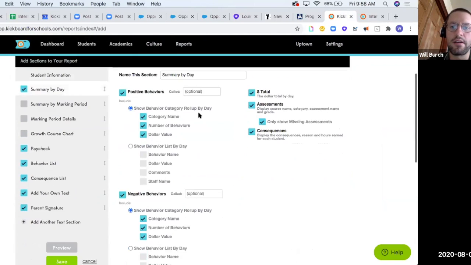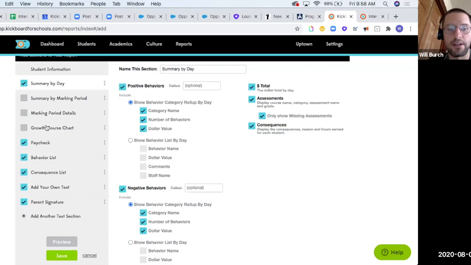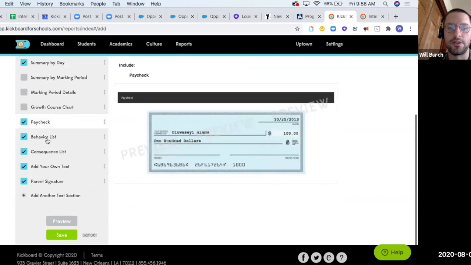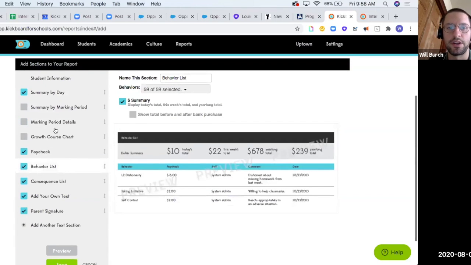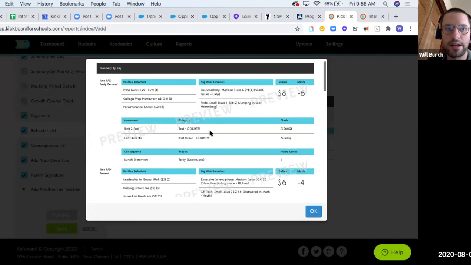You have a lot of configuration pieces that you can add here. These are all just how you want to set up an automated PDF that you would want to print. You can do an actual paycheck, or you can choose a behavior list, all of these pieces, just to show you what a sample one might look like.